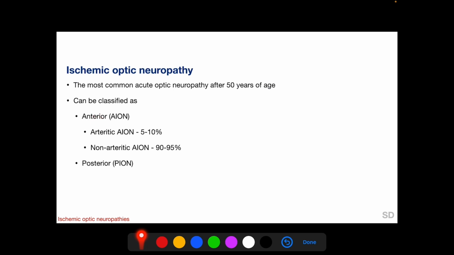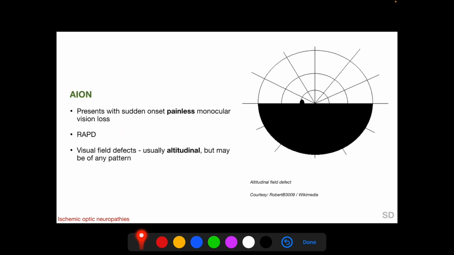middle age, and it can be classified as anterior and posterior according to the portion of the optic nerve it involves. The anterior ischemic optic neuropathy can be arteritic or non-arteritic. Majority of AION is non-arteritic. Only 5 to 10% of AION is arteritic.